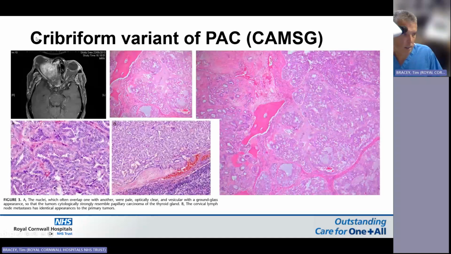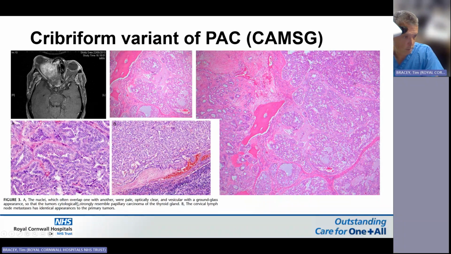So this is a cribriform variant. This is one that I diagnosed back in 2013 in a lady that was a professional singer. She presented with proptosis, and she had this huge palate tumor, which had been growing for years and years and years, and she'd neglected it. These are from a book, but this was her tumor that was invading bone. She's still free of disease. This is like 12 years now.